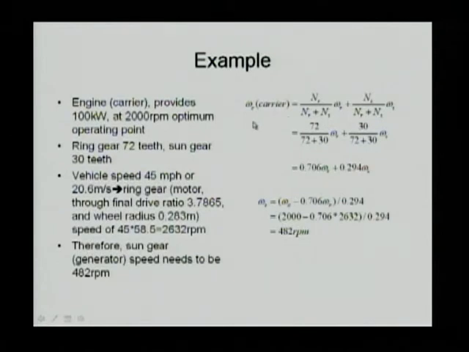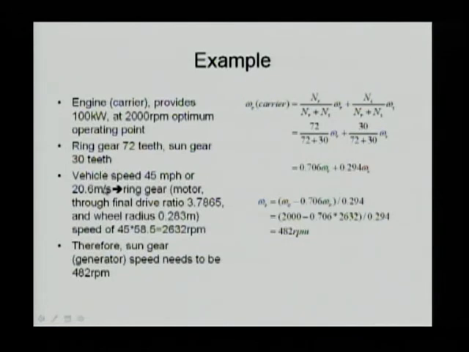So in this example, we have an engine. Okay? The engine operates at 100 kilowatts. When it is operated at 2000 RPM, it will give you the best efficiency. And this applies to any engine. There is a power and a speed where you will achieve the best fuel economy, the best efficiency, the lowest emissions. In the system design, we have 32 teeth on the ring gear and 30 teeth on the sun gear.